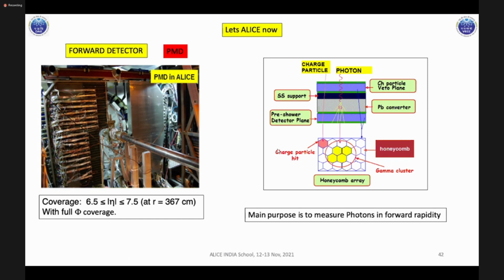Okay. So we stopped taking data during, I guess, 2018 or 19. And these detectors are back. If somebody is interested, he or she is always welcome to visit the ECC.